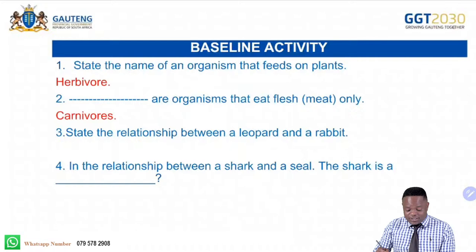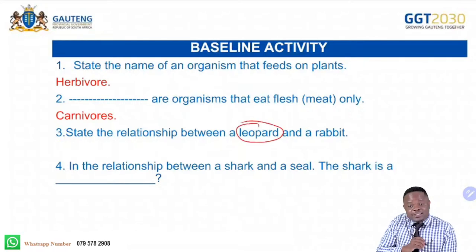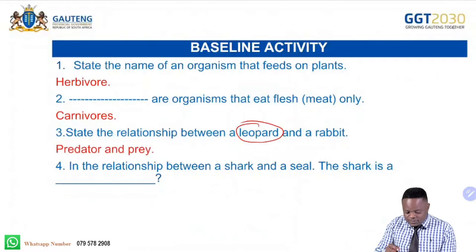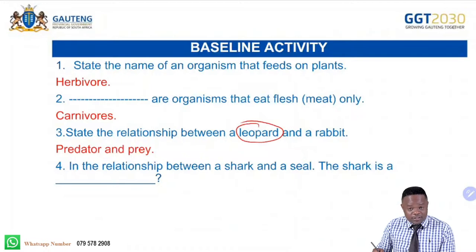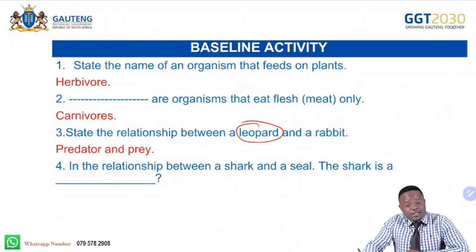Remember we said this one does the hunting, the leopard hunts, and therefore it is a predator. And then we'll say the rabbit, the one that is hunted, is our prey. So that is the relationship between the leopard and our rabbit.